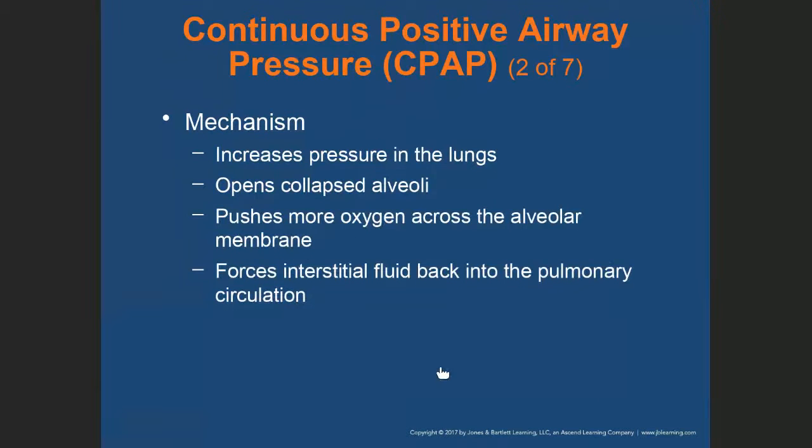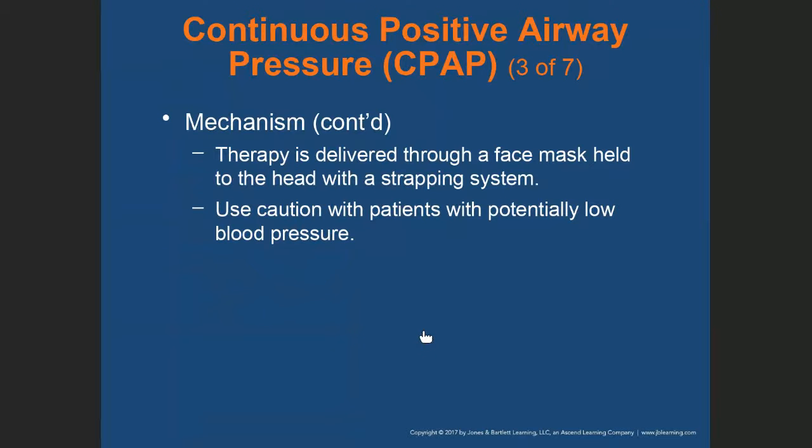So the mechanism: it increases pressure in the lungs, it opens collapsed alveoli, it pushes more oxygen across the alveolar membrane, and it forces interstitial fluid back into the pulmonary circulation. So the goal is to get oxygen in, but if fluid is inside the alveoli, the oxygen cannot pass through the membrane. So we have to push that fluid out, and the CPAP is able to do that. Therapy is delivered through a face mask held to the head with a strapping system. Use caution with patients with potentially low blood pressure, so it can cause the pressure to drop.